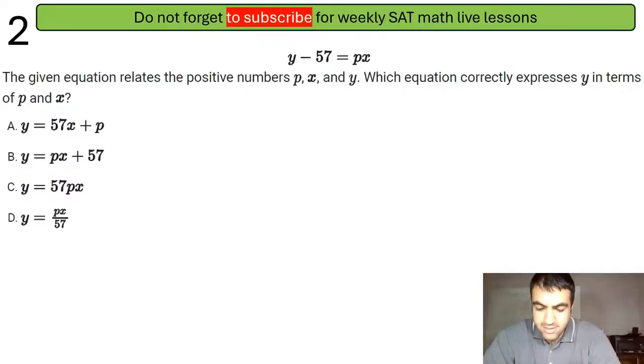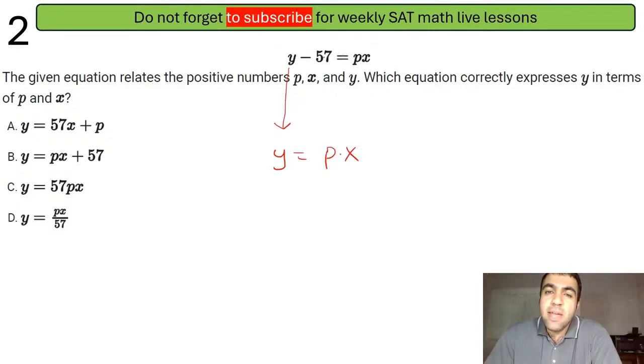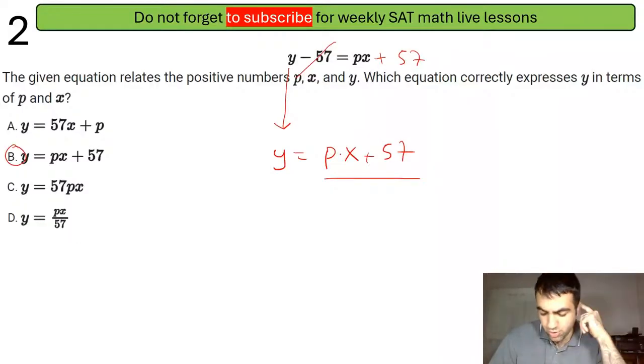Mr. Sahib says second one is B. The given equation relates the positive numbers p, x, and y. Which equation correctly expresses y in terms of p and x? Y is equal to p times x. If it is minus at the left side of equation, it should be plus, right? At the right of equation. This is B. Mr. Sahib, you were right. Next question.